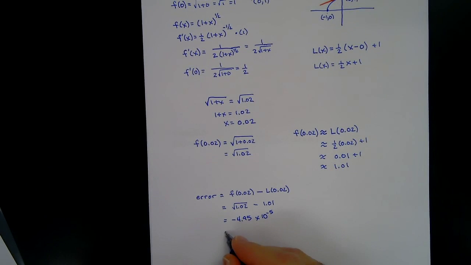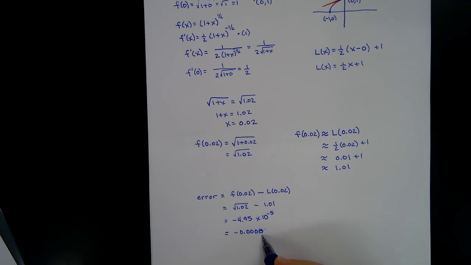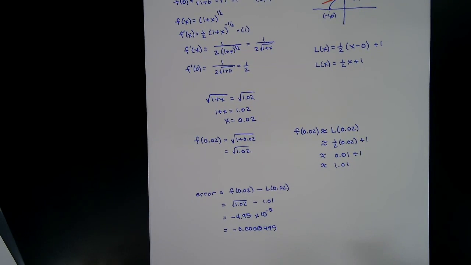Which turns out to be, okay, negative 0.0004, no, sorry, more zeros. 5 and then 495. No. 495 there, sorry. Yeah, okay, sorry about that. Oh, sorry. Okay, that's stinking small.